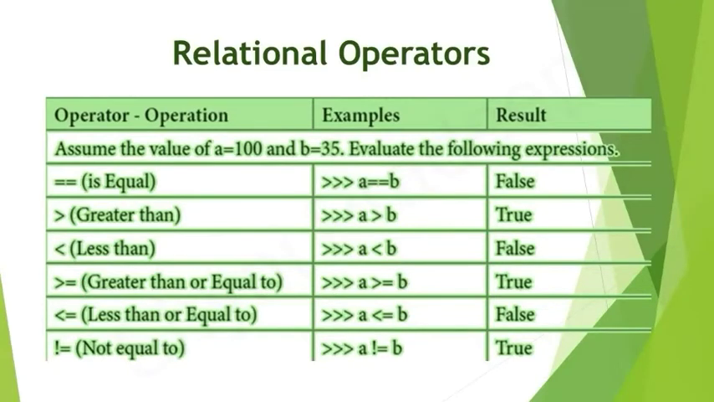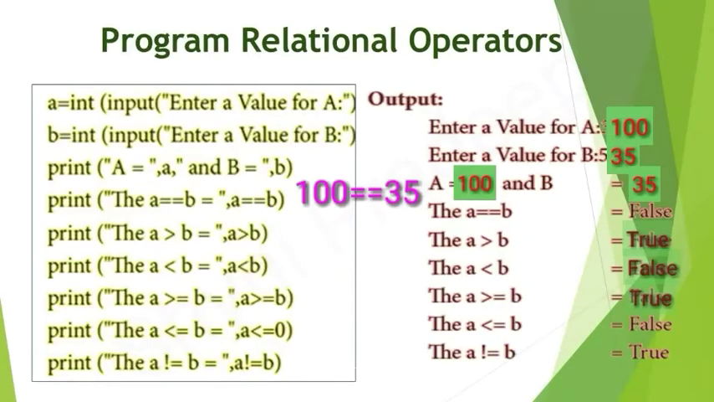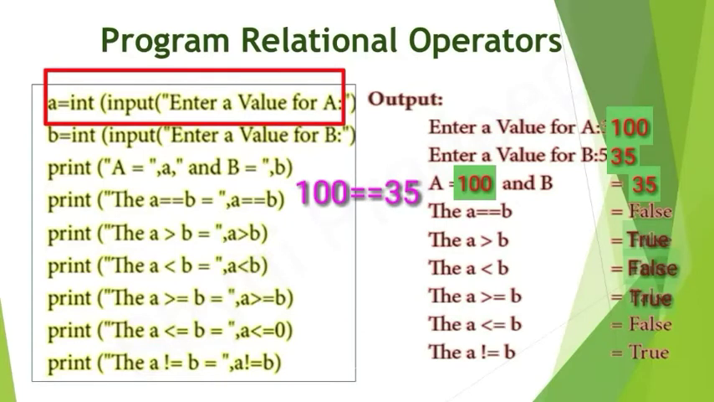Okay, so let us see a program using these relational operators. This is the program. Now you have to find out the output for this program. Okay, see here, a is equal to int input, enter a value for a. Here one string is given, enter a value for a. Here you have to give the input value.